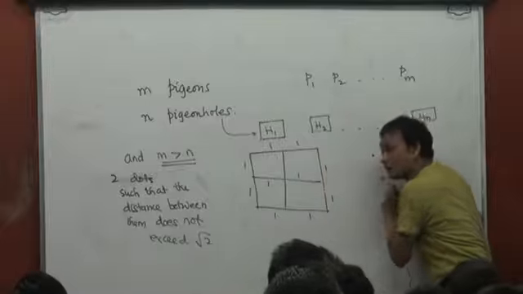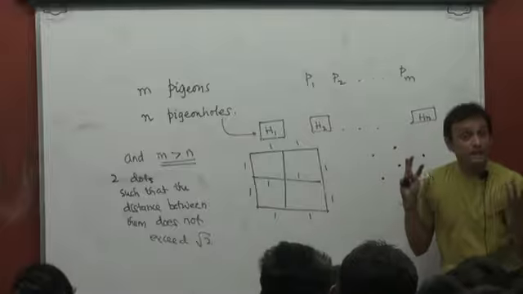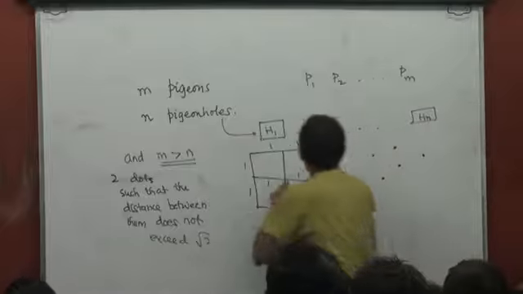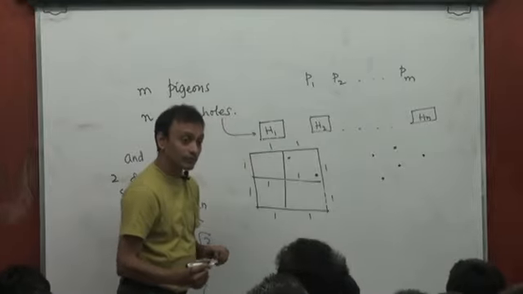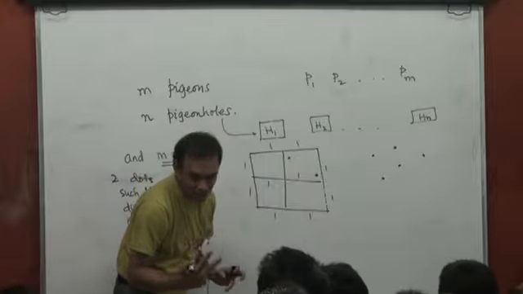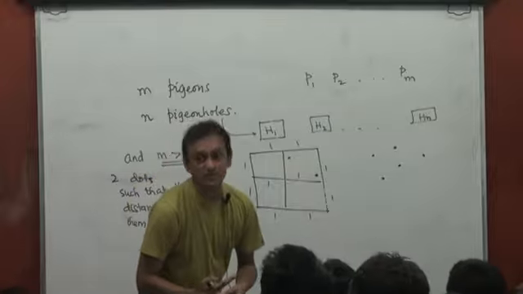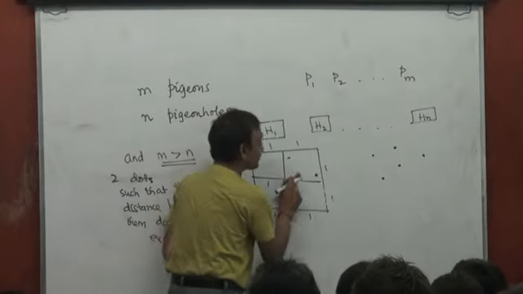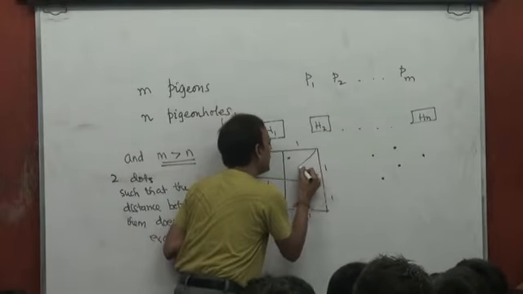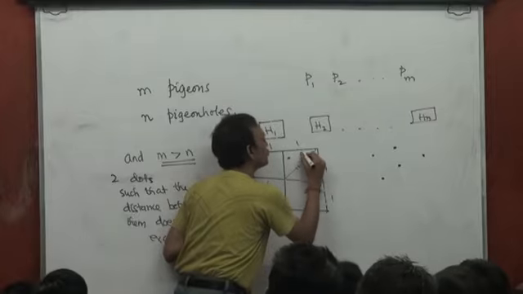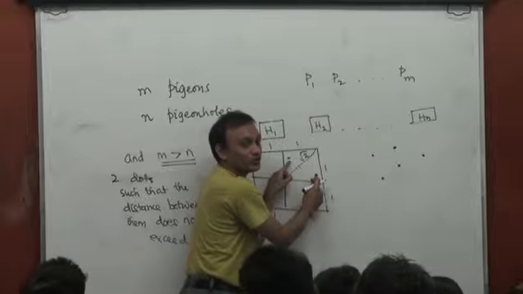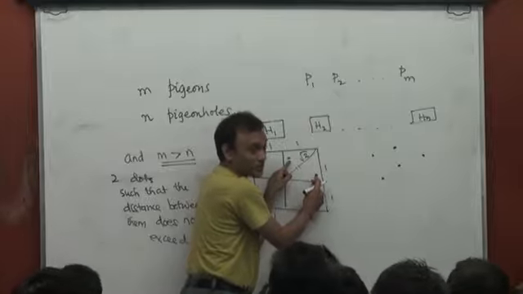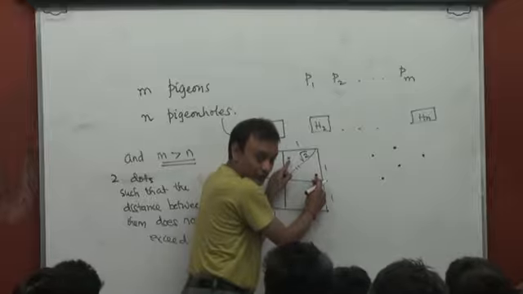At least 2 of these dots must lie in the same sub-square, yes or no? So two of these dots lie in the same subsquare, courtesy of the pigeonhole principle. And then, what's the maximum distance between any 2 points in the square? Root 2. So the distance between these two dots cannot exceed root 2.